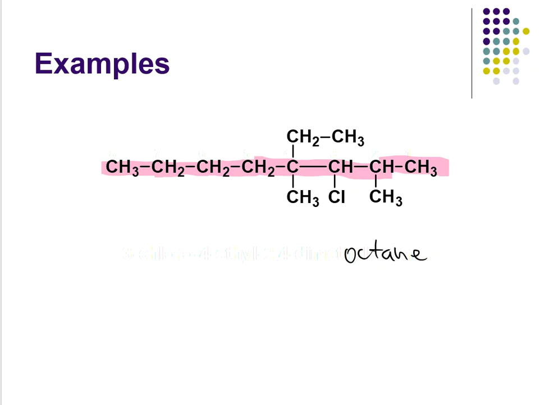Now I circle these substituents. I see them better when I do that. So on this carbon, I've got this group here. And I also have this group. And on this one, I have that. And on this carbon, I have this.